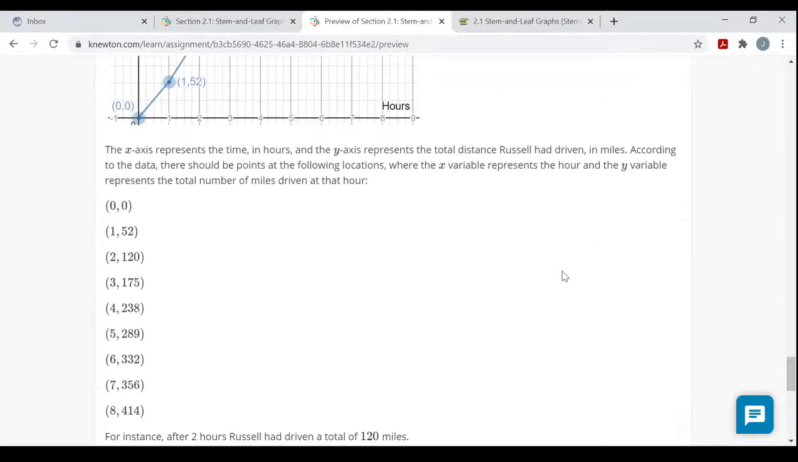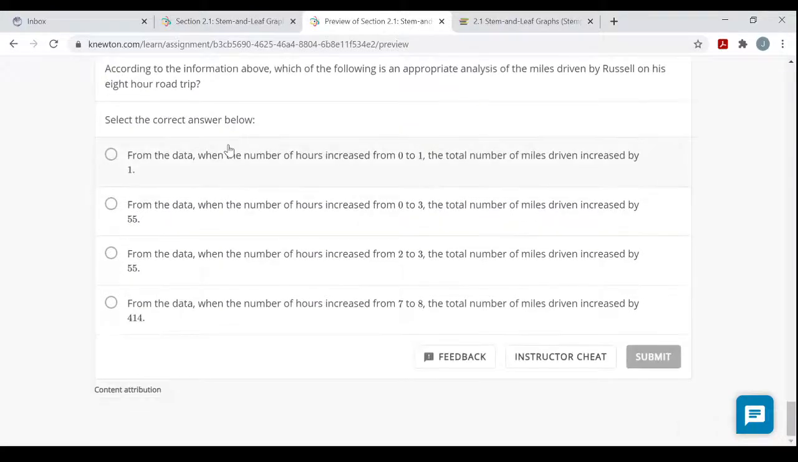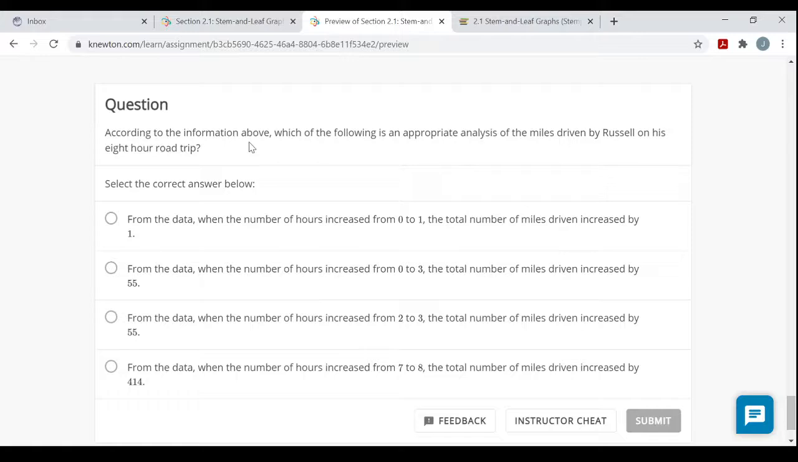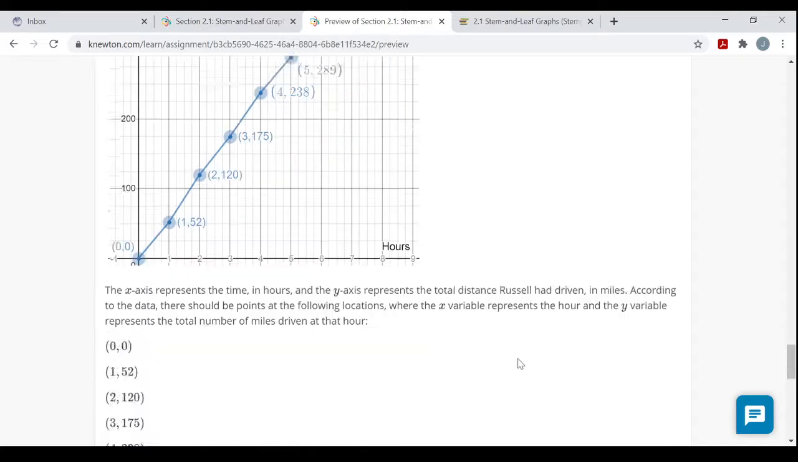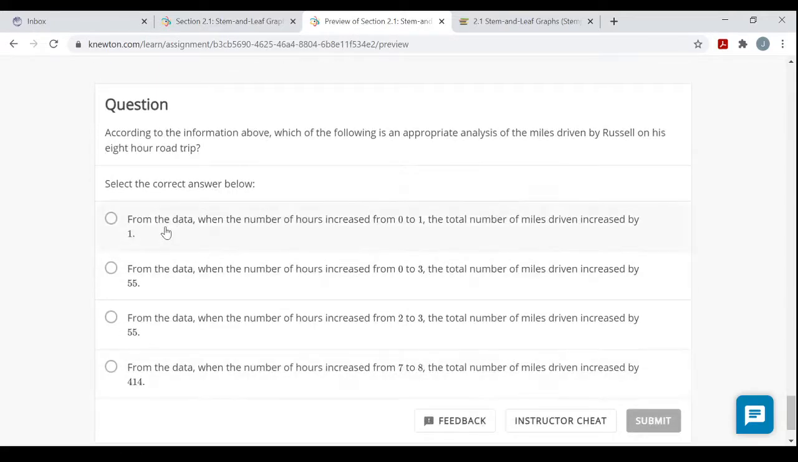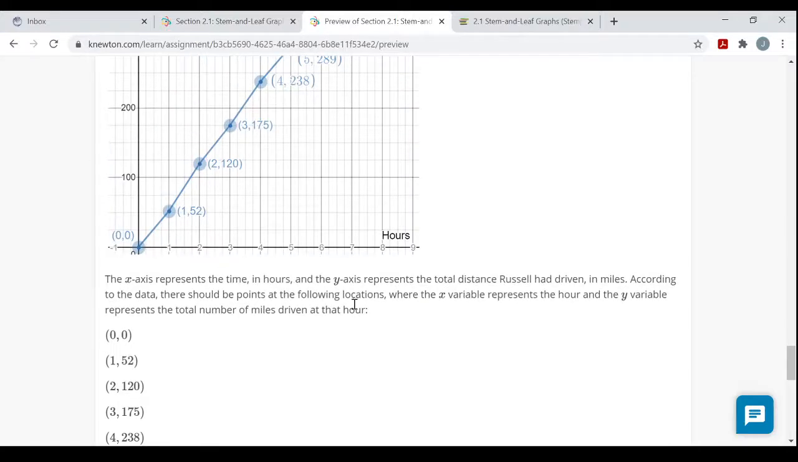So again, still a question related to the same objective, right? Making these line charts, line graphs. So according to the information above, which of the following is an appropriate analysis of the miles driven by Russell on his 8-hour road trip? So again, looking at this chart I just made, 8 hours later, he had driven 414 miles from his starting point. So from the data, let's read which one makes sense. From the data, when the number of hours increased from 0 to 1, the total number of miles driven increased by 1? No, it increased by 52, so that's not true.